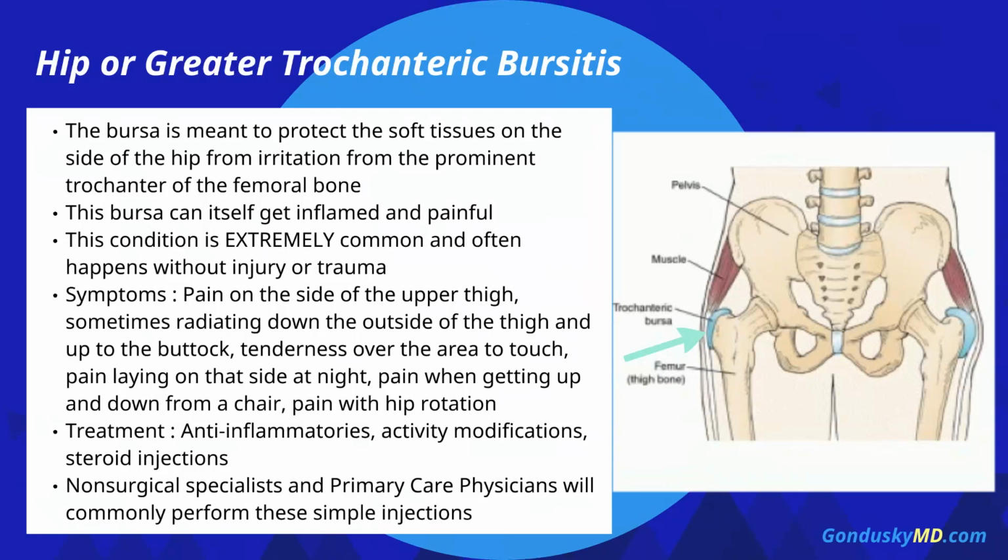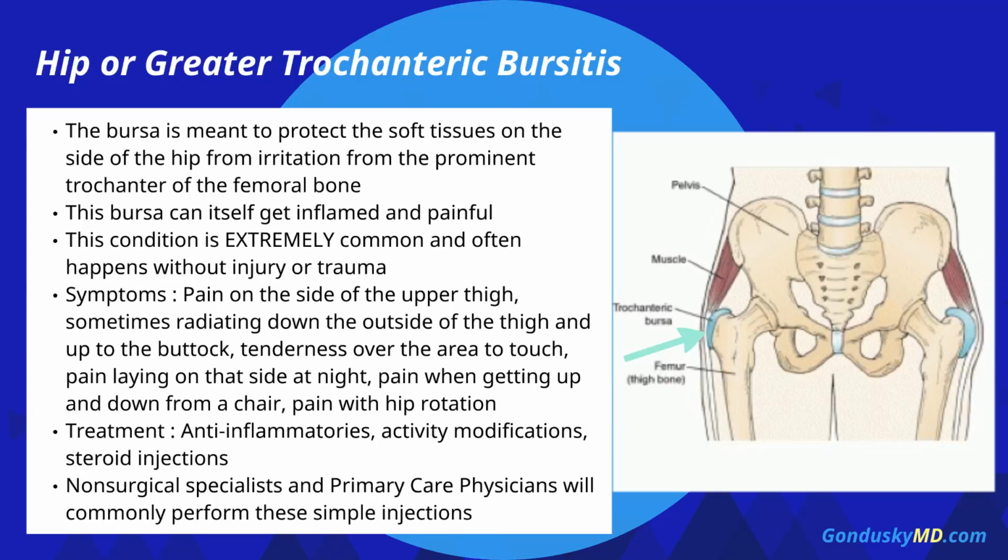Hip bursitis is really, really common. That green arrow points to the hip bursa, which we talked about, again, which is outside the hip joint on the upper outer thigh. So, a few important points, because this condition is just so common. The bursa is meant to protect the soft tissues on the side of the hip from irritation from the prominent trochanter of the femoral bone. That trochanter is that jutty protuberance of the femur that's underneath the bursa. But the bursa itself can get inflamed and get painful.